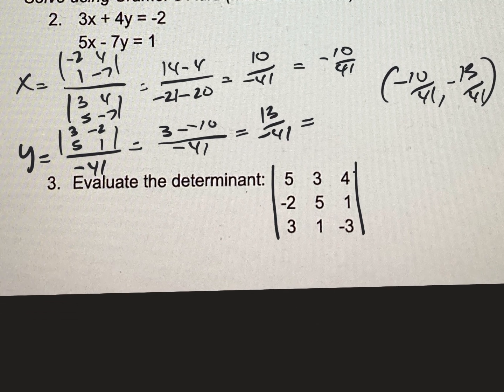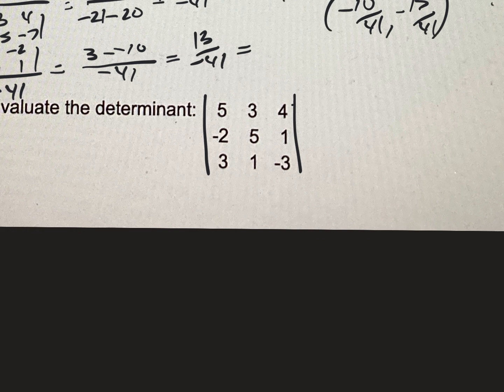Awesome. Number 3, evaluate the determinant. This is a 3 by 3. Remember, we start off the first step by recopying the first column outside and also the second column. And then I'm going to go, let me mix this up a little bit. I'm going to go diagonal and do those first. I'm going to add those. 5 times 5 times negative 3 is negative 75 plus 9 plus negative 8.